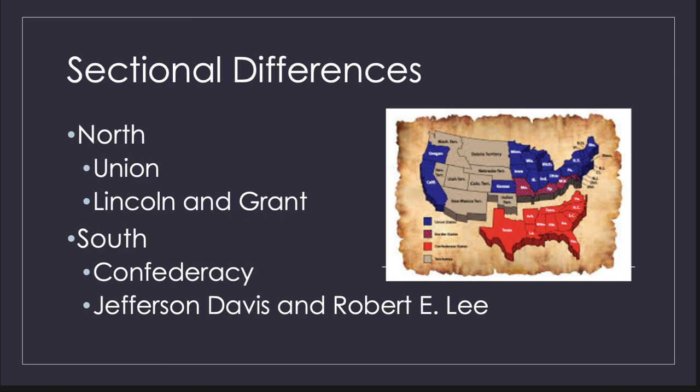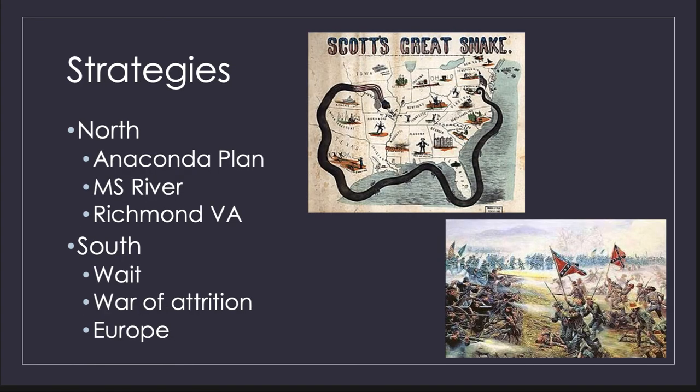When we look at the sectional differences, the North is going to be referred to as the Union. The South is going to be referred to as the Confederacy. Lincoln is going to be the political leader of the North. Grant is going to be his military leader. Jefferson Davis is going to be the president of the Confederacy. Robert E. Lee is going to be the leader of the military for the Confederacy.